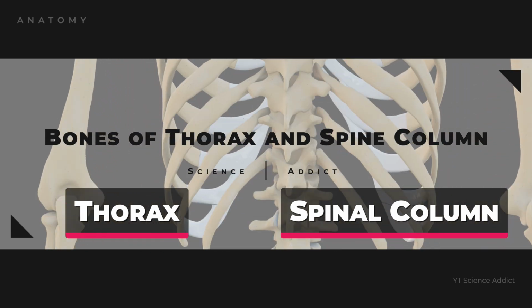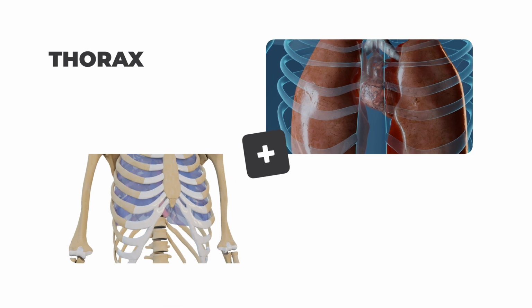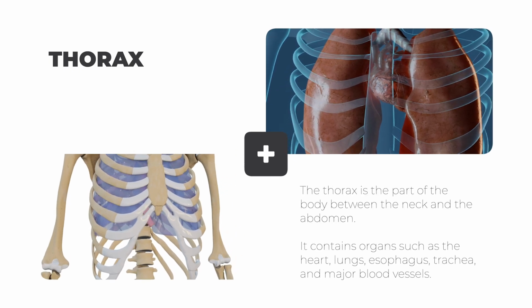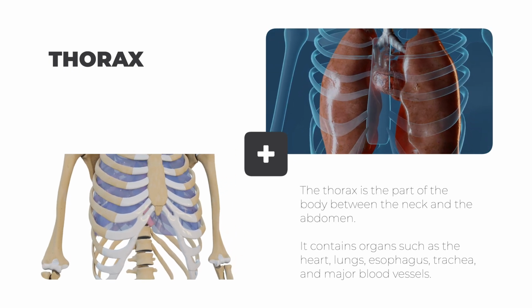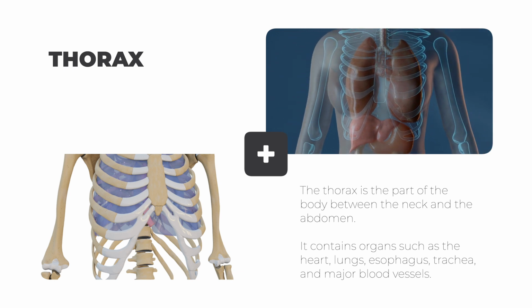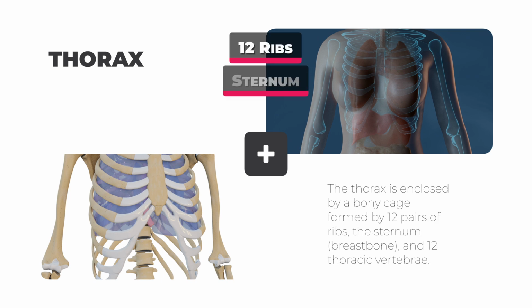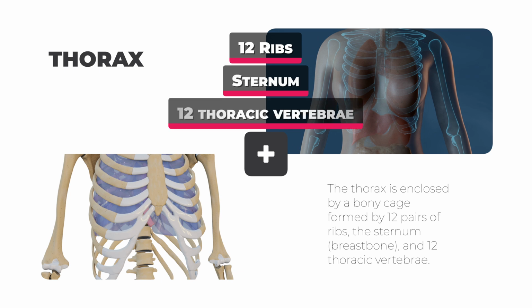In this video, we will explore the anatomy and function of these crucial structures in the human body. The thorax is the part of the body between the neck and the abdomen. It contains organs such as the heart, lungs, esophagus, trachea, and major blood vessels. The thorax is enclosed by a bony cage formed by 12 pairs of ribs, the sternum, breastbone, and 12 thoracic vertebrae.